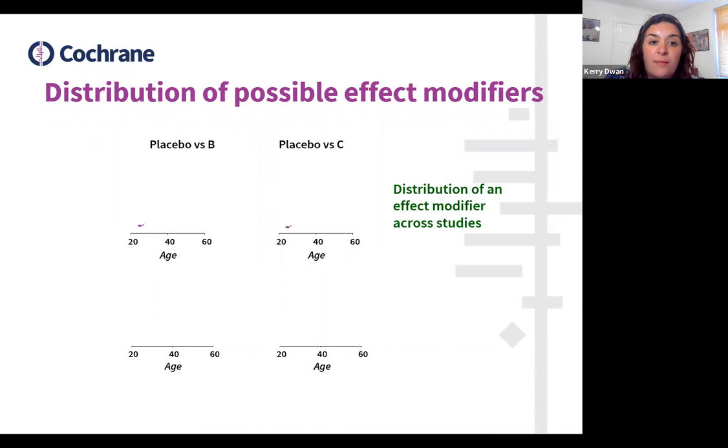We also have to think about the distribution of potential effect modifiers. So we need to make sure important effect modifiers are balanced across the different studies. So here you can see the age range in placebo versus B and the trial placebo versus C are similar. So that's okay. But in the bottom example, the age range is quite different in the two different trials. So in the bottom example, the transitivity assumption may not be satisfied.